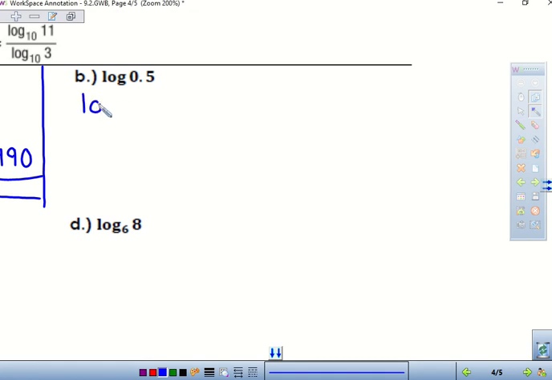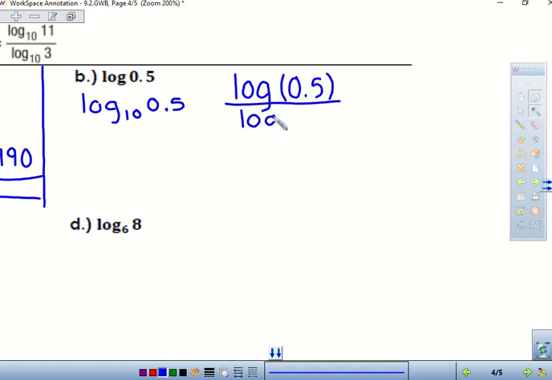What is the base on this one? Good. So how are we going to type it into our calculator? 0.5. Yep. Good. So in your calculator, you're going to hit log of 0.5, close the parenthesis, divided by log of 10, close the parenthesis. And you should get, what'd you guys get?